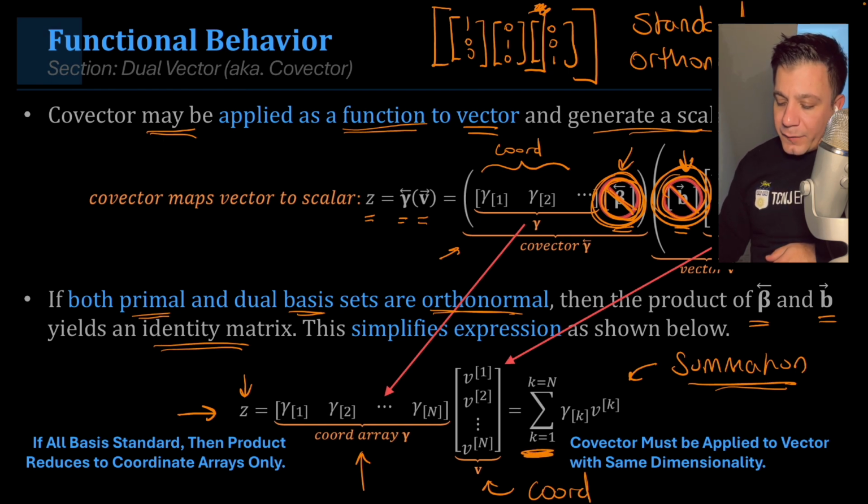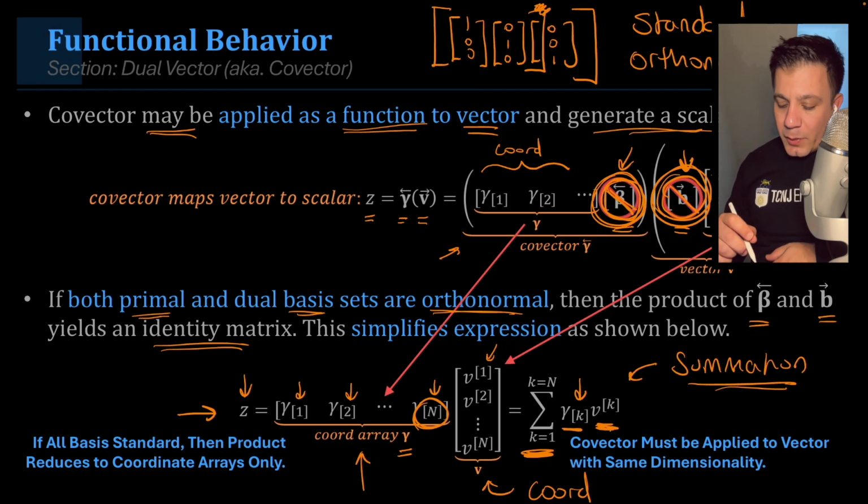Now, if we multiply the two together, we end up with the summation based form of the expression here, where we're incrementing from k equals 1 to k equals n, and we have the product of gamma sub k and v superscript k. Now again, why is the first k a subscript? Because the gamma coordinate array is row-oriented, and so these are covariant indices. The primal vector is column-oriented, and so these are contravariant or row indices.